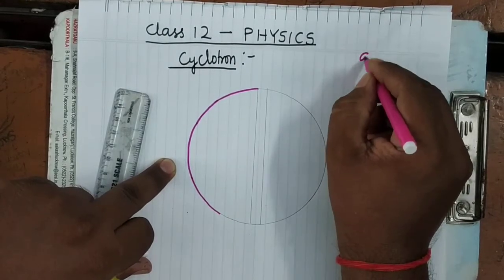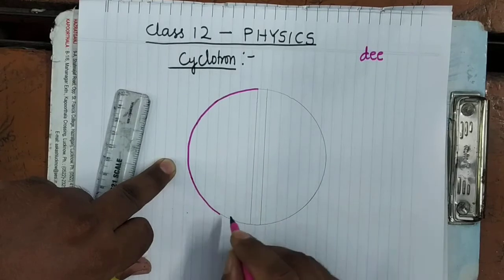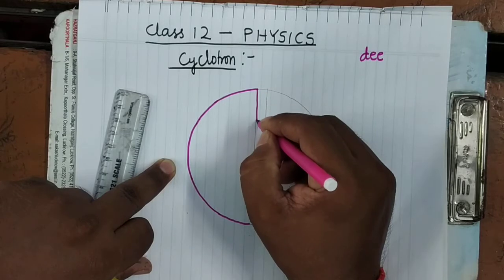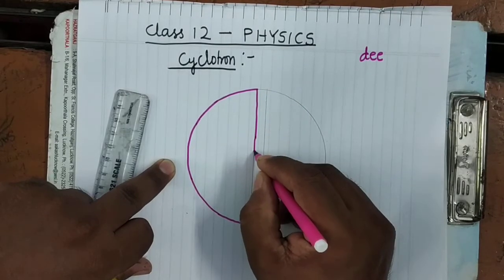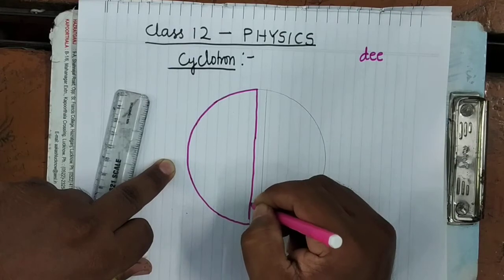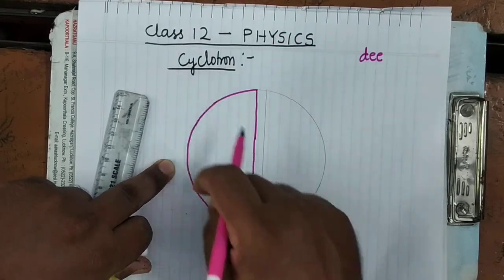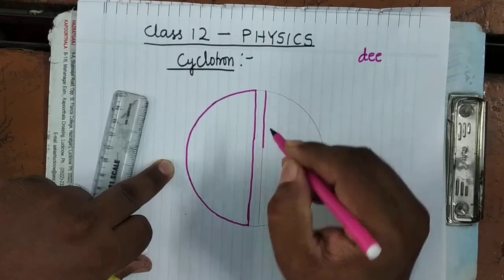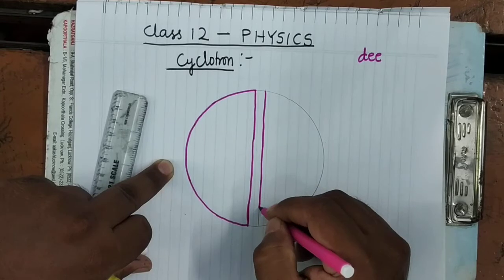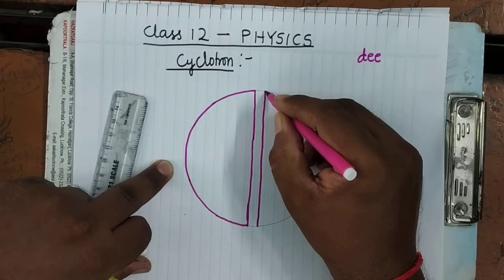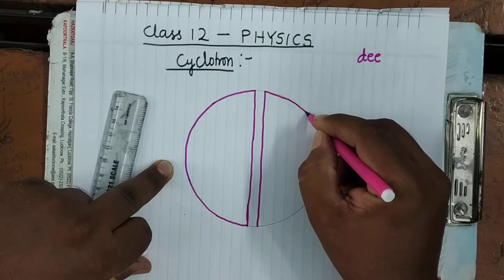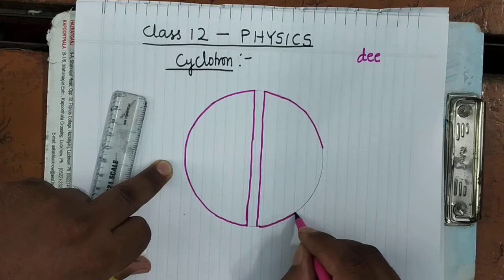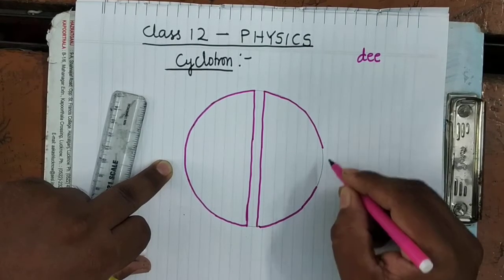We call it a D. It's clear? It is like a box which is in D shape. Its surface is curved and this is the plane surface. This is another D, and they are placed in such a way that their plane surfaces are facing each other at a very small distance. Here I have shown a very large distance, but in actual there will be a very small distance.